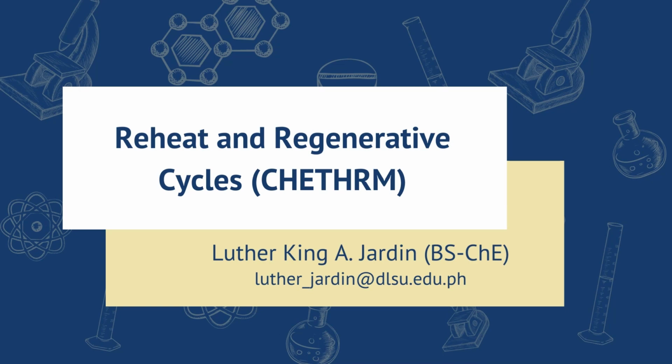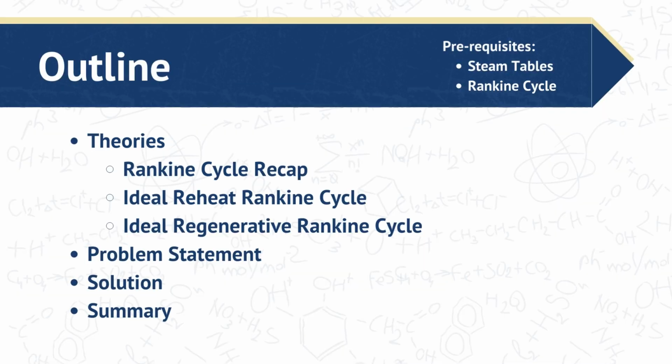This segment is about reheat and regenerative cycles, a topic in chemical engineering thermodynamics. First, I will be discussing the theories, which include a recap on the Rankine cycle and the discussions about the ideal reheat Rankine cycle and the ideal regenerative Rankine cycle. Next, we will have the problem statement, after which we will discuss the solution, and I will summarize the topic later on. For the prerequisites for this topic, you need to learn about the steam tables, i.e. how to interpolate the data, and of course, the Rankine cycle itself.